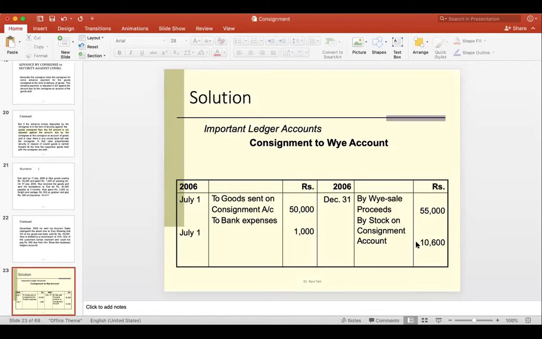Consignment account or consignment to Y account. On July 1st, consignment account debit to goods sent on consignment, 50,000. Again, consignment account debit to bank, in brackets expenses, 1,000. Okay, to bank, 1,000. Okay, next.